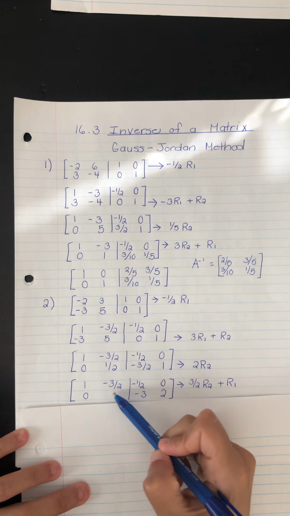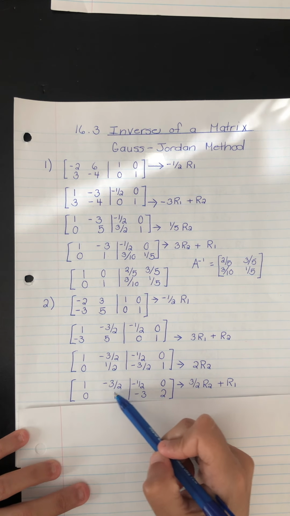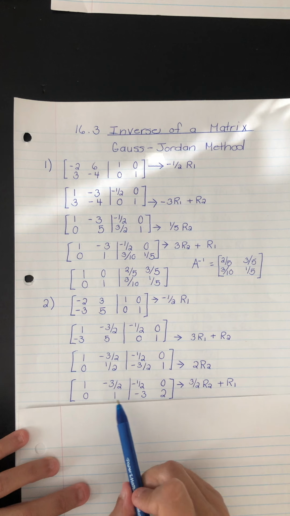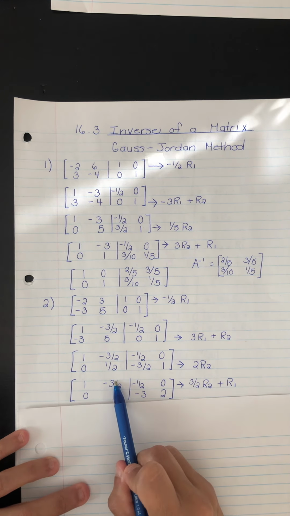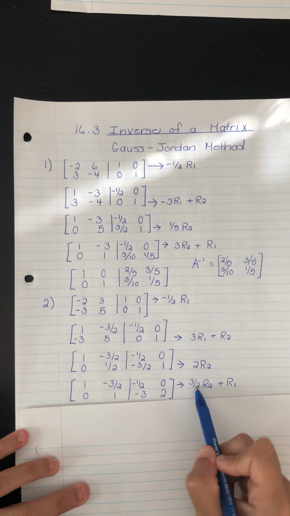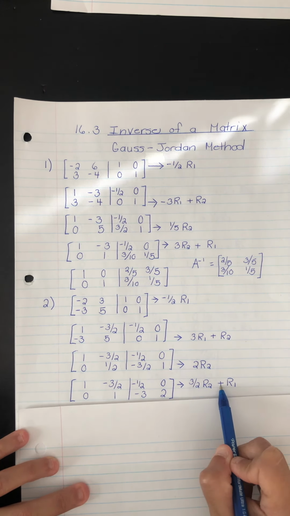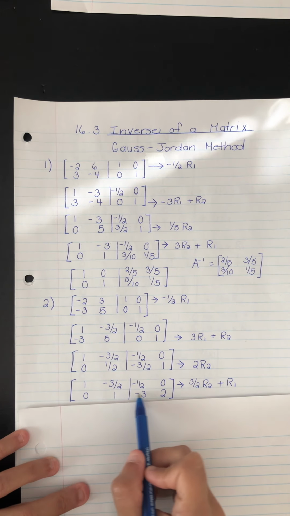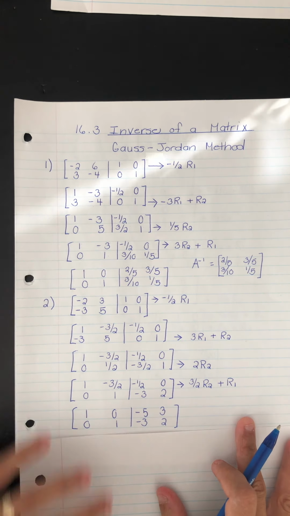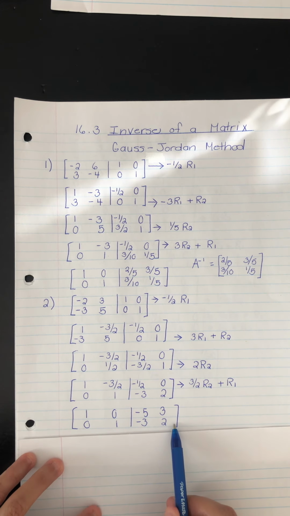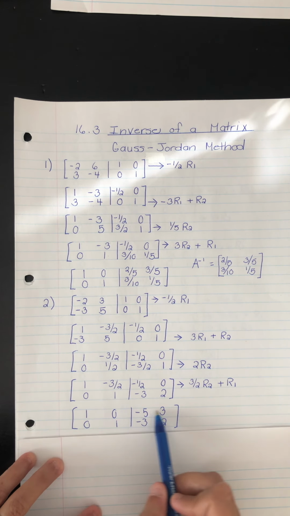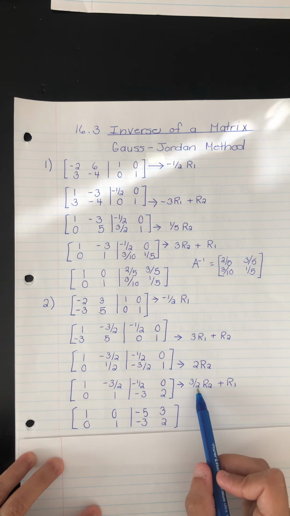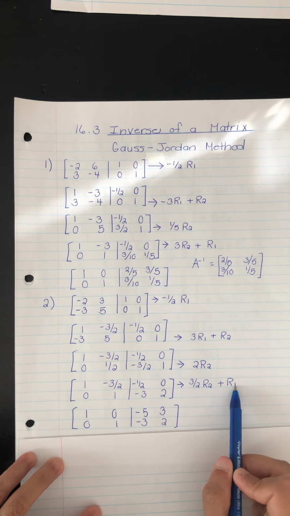Lastly, the requirement is for a 0 here. How can we get a 0 here? Well, let's multiply this by 3/2 and add it to this. So that means 3/2 of row 2 plus row 1. Second row will stay the same. There it is, staying the same. And now we do this operation to figure out the new top row. So 3/2 R2 plus R1.